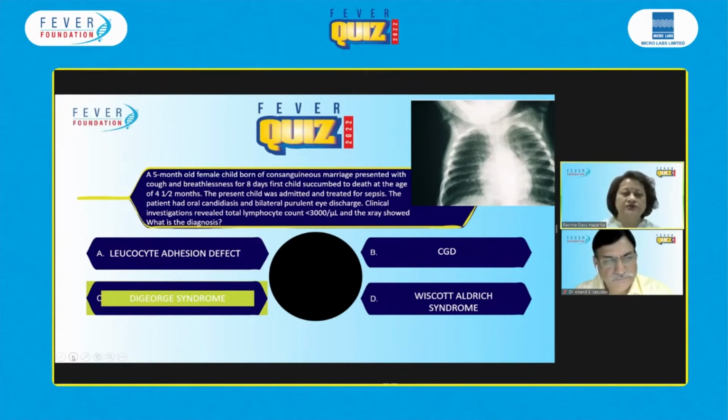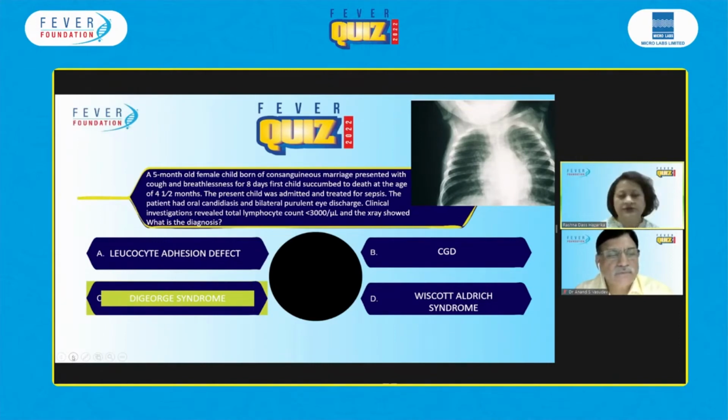The thymus is the one which will give you the T cells. So if the T cells are not there, then you will become prone to early bacterial infections, and not only bacterial, but also fungal. So as you see in the history, there is a pneumonia, there is also oral candidiasis and some eye discharge. And because of the problems with the parathyroid, these patients could also have hypocalcemia.